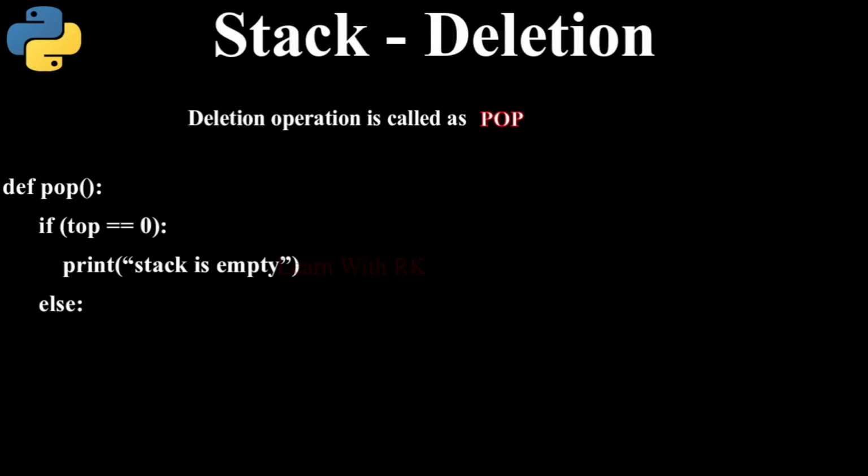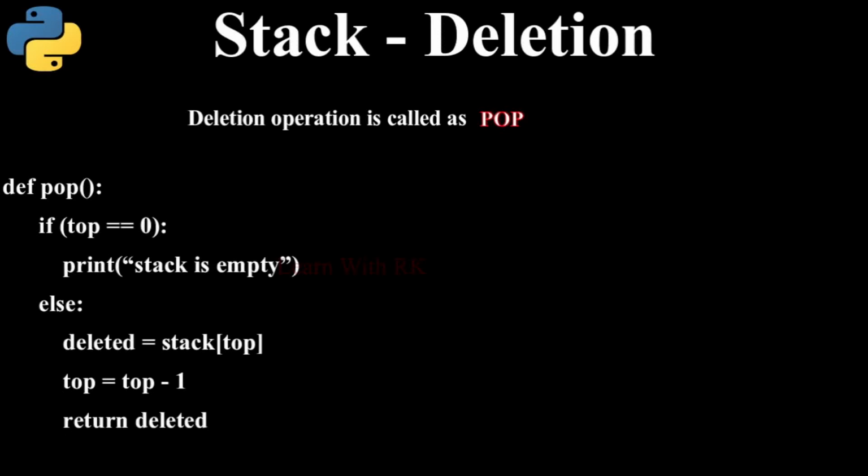In the else condition, I am first assigning the topmost value into the deleted variable and then decrementing the top variable. In pop operation, generally the deleted element is returned. So it must be written. Let's try to understand the pop operation by popping a few characters out of the stack.